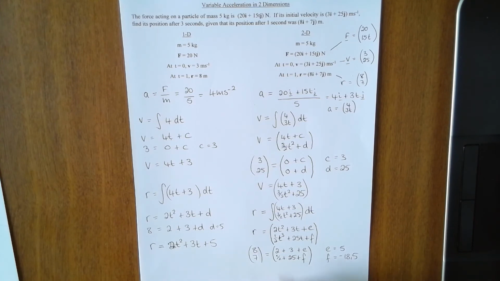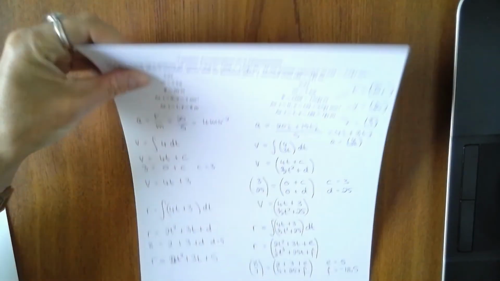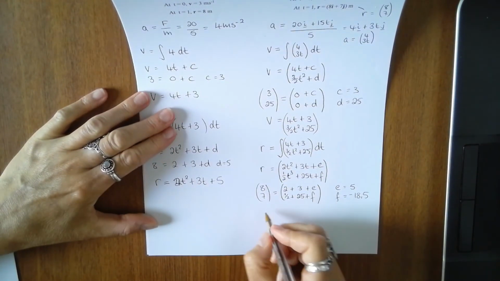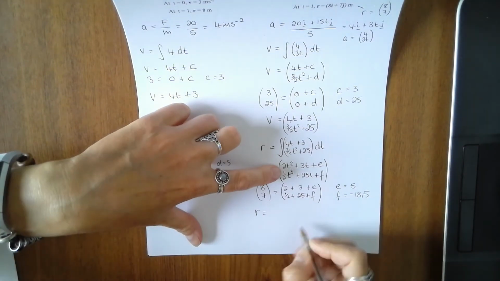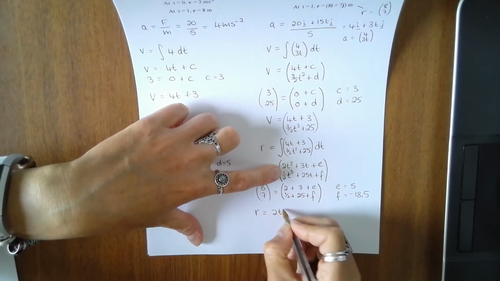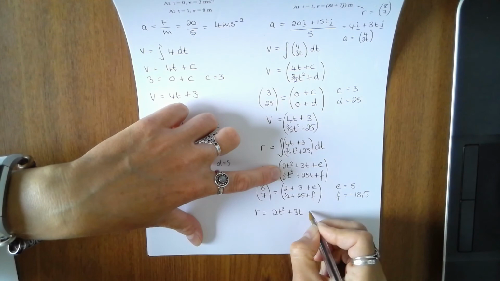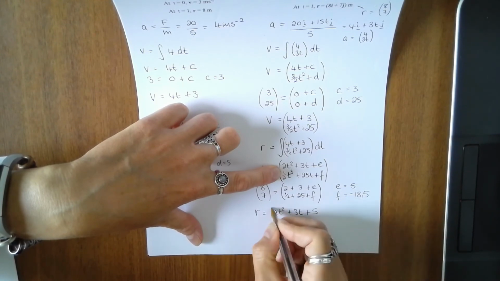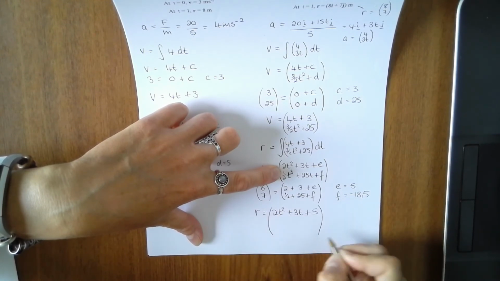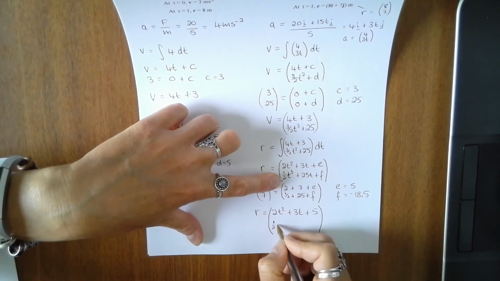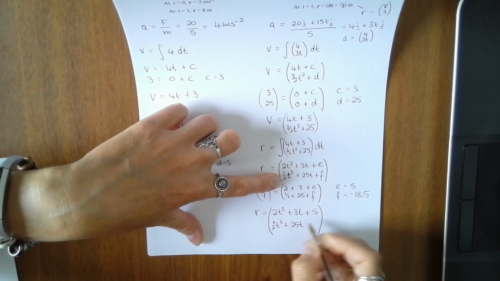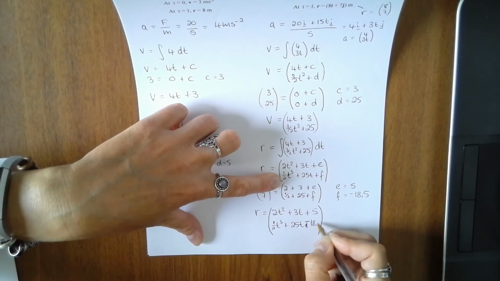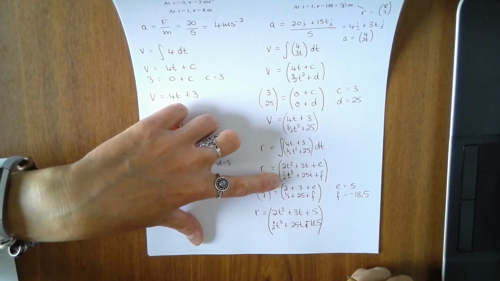So rewriting the equation, I just need to move my paper a little, I'll have r equals 2t squared plus 3t plus 5 in i, and half t cubed plus 25t minus 18.5 in j.